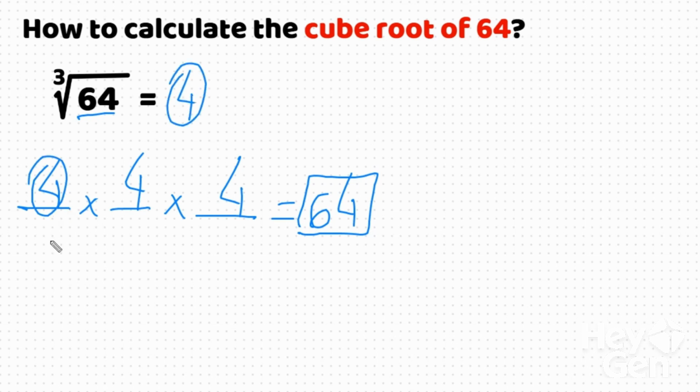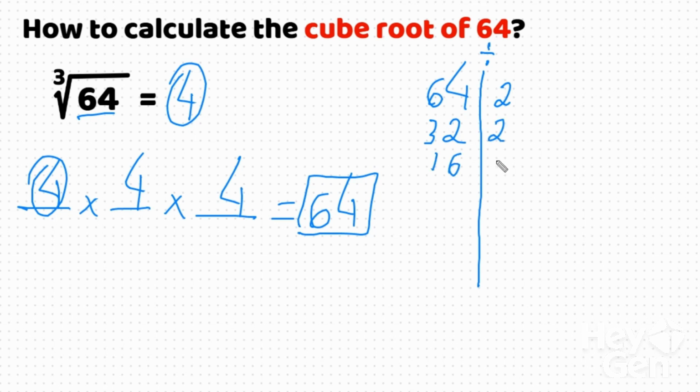Now, if you have trouble finding it this way, we can break it down into prime factors. Let's take the number 64 and divide it by prime numbers. Since 64 is an even number, we'll start dividing by 2. 64 divided by 2 equals 32. 32 divided by 2 equals 16.